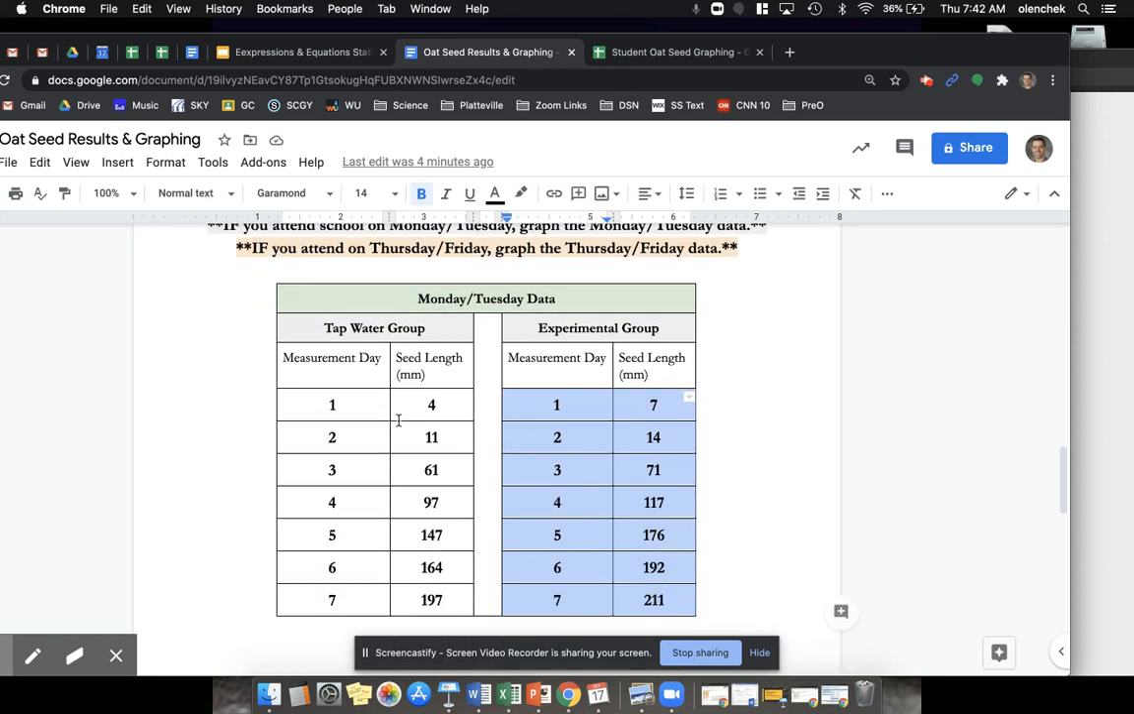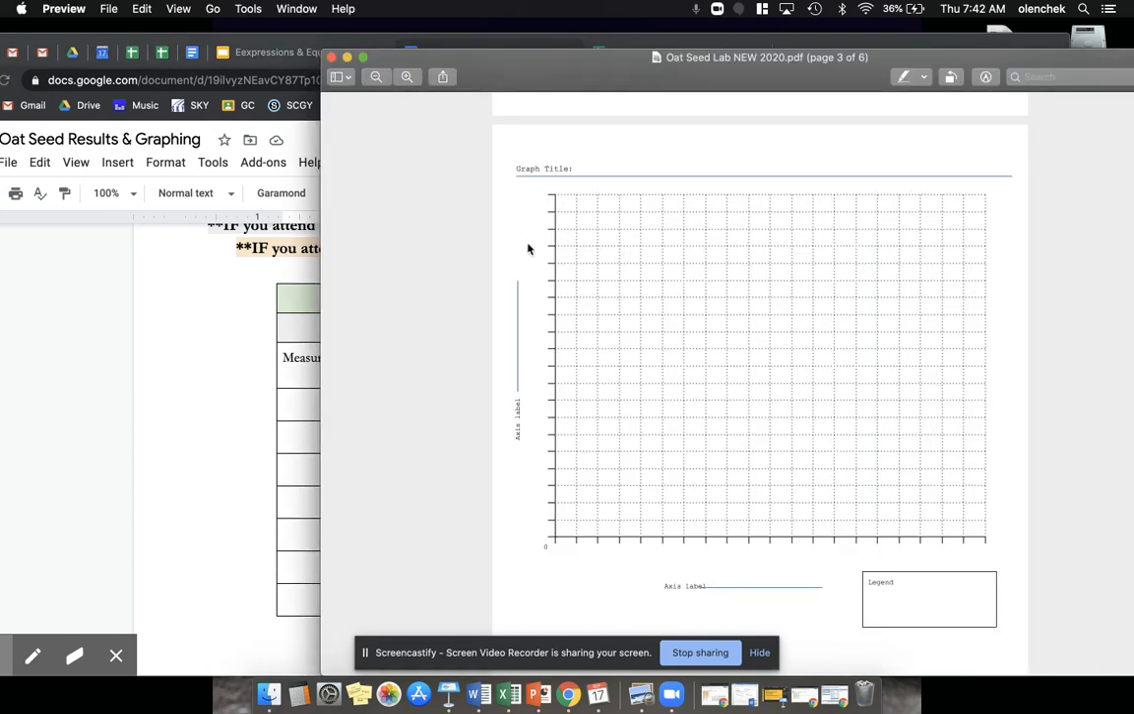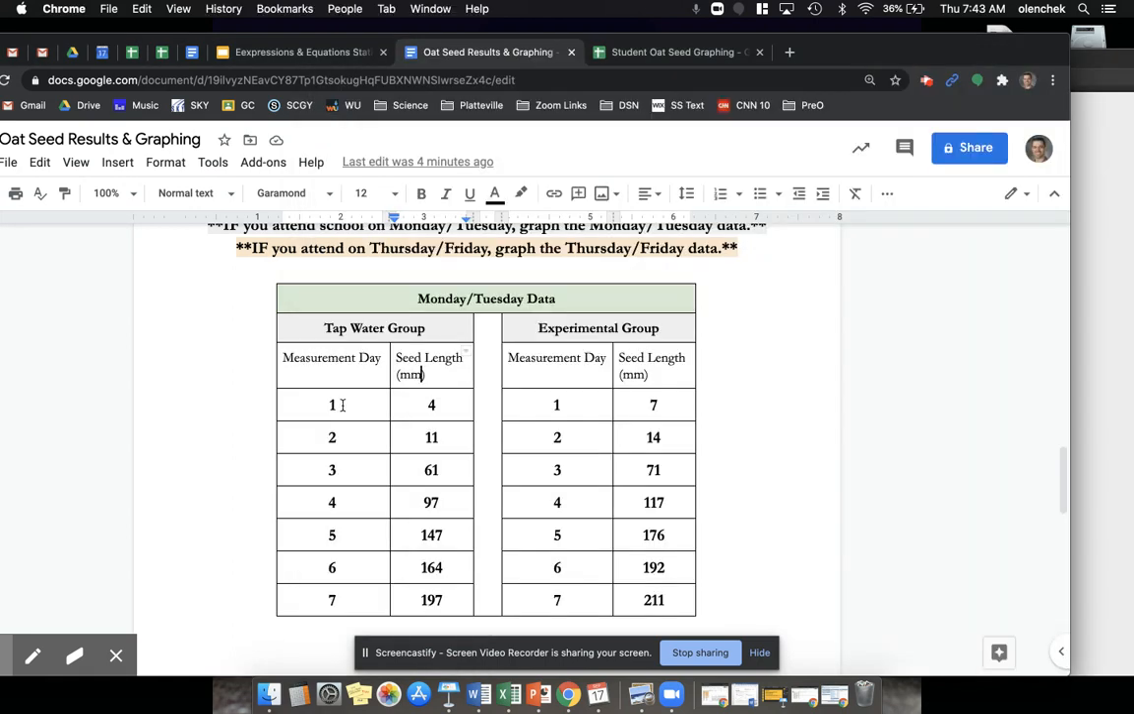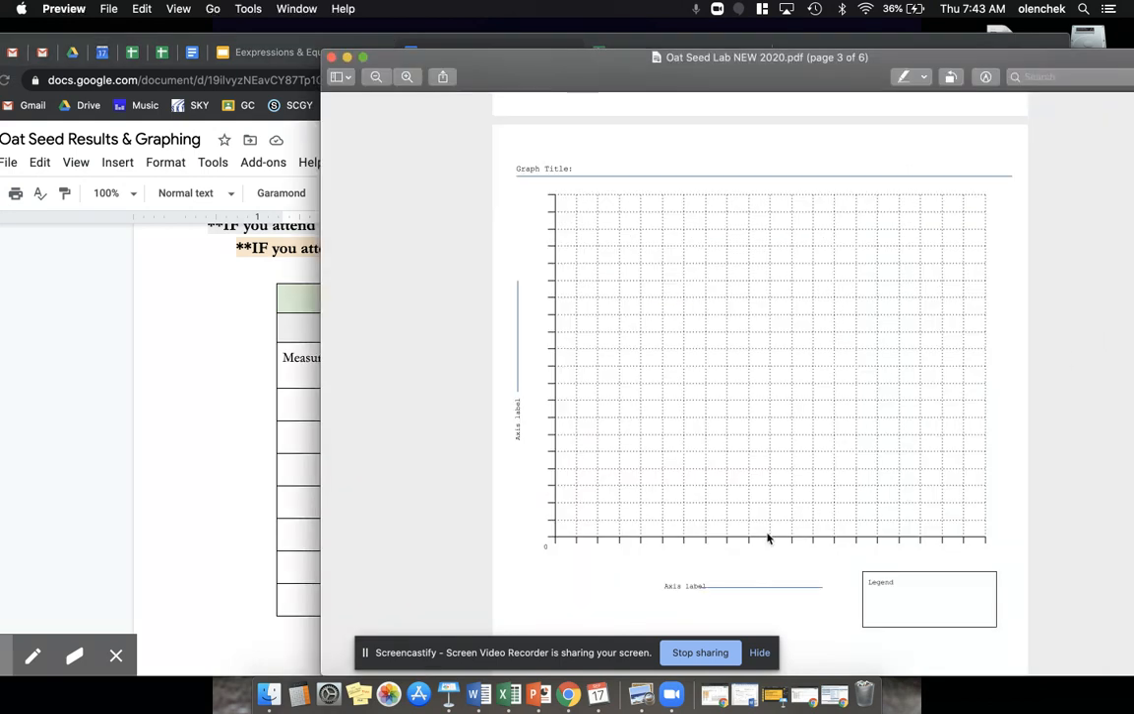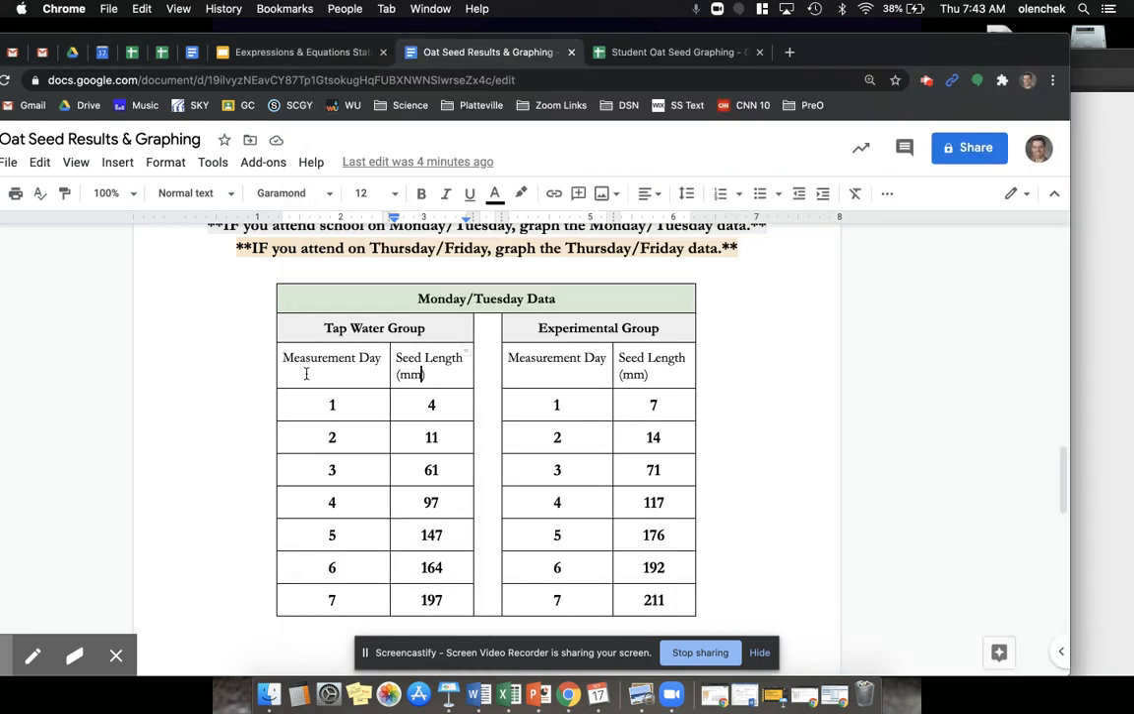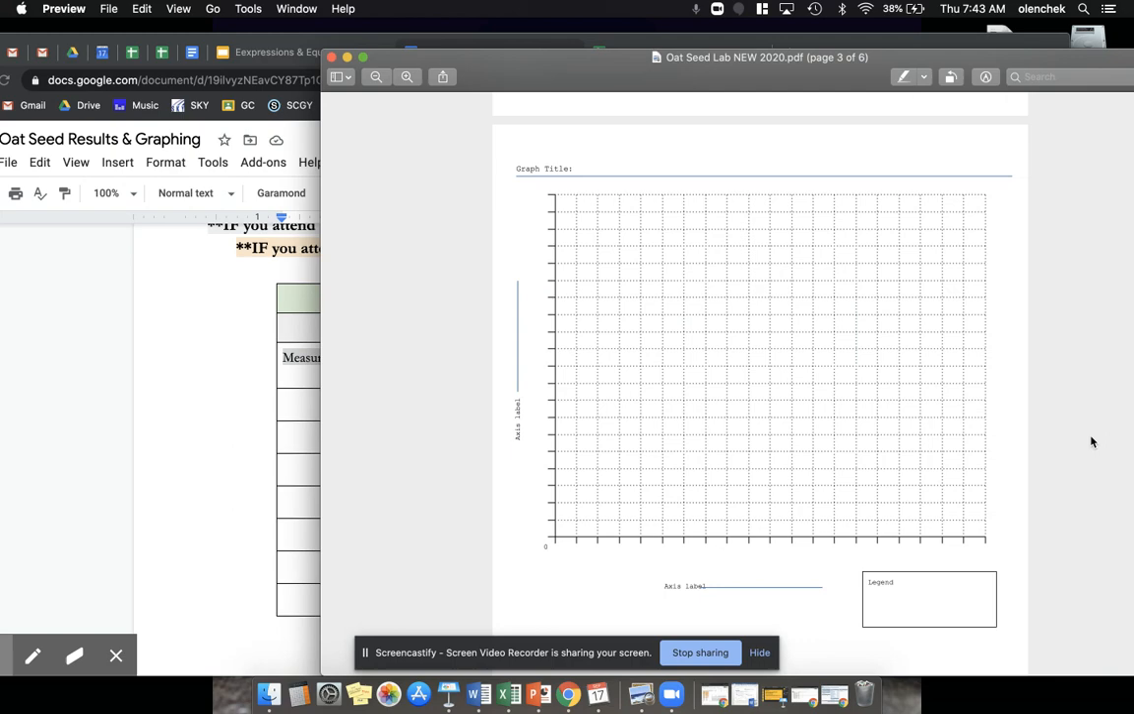I always find it easier to remember that whatever we are measuring, we are measuring seed length in millimeters. Whatever we actively measured goes on the y-axis. So seed length is up here. Make sure you label it properly. And then whatever our time was, we were measuring seed length over a course of time. Time is always on our x-axis. We're not measuring time. Our time was in measurement days, and we had 7 different measurement periods over the course of this experiment. So you're going to have 7 days spread across the x-axis.